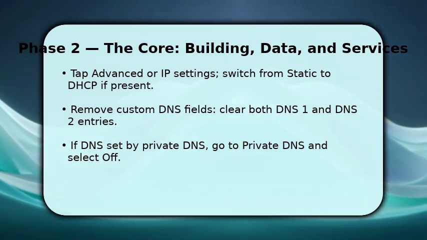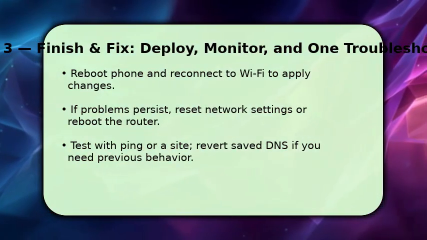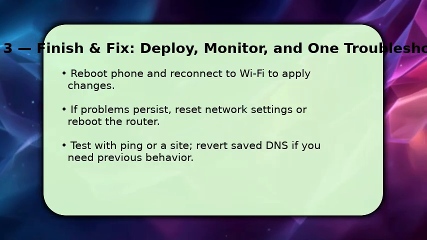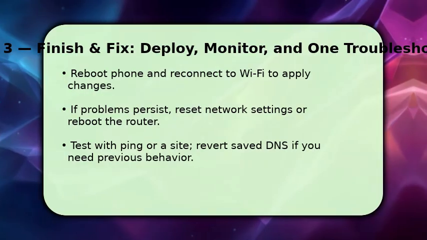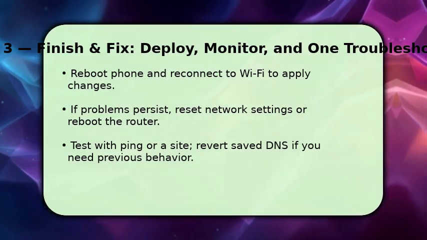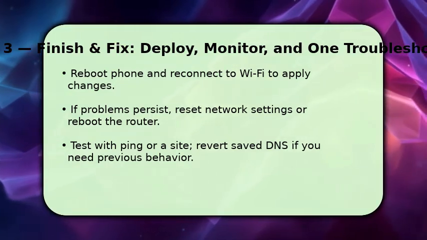Reboot your Redmi and reconnect to Wi-Fi so DHCP or router DNS takes effect. If you still see DNS behavior you don't want, reset network settings and system options. This clears VPNs, Bluetooth, and saved Wi-Fi, then reconnect. If the router forces DNS, reboot or change its settings.